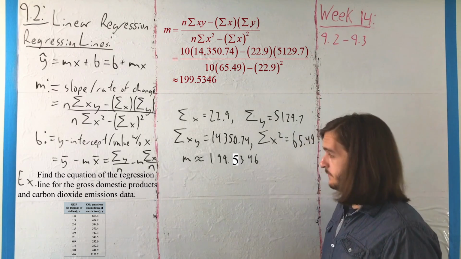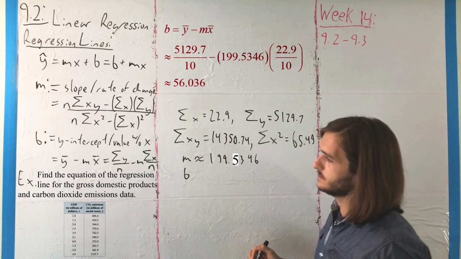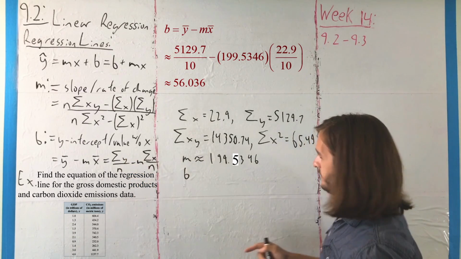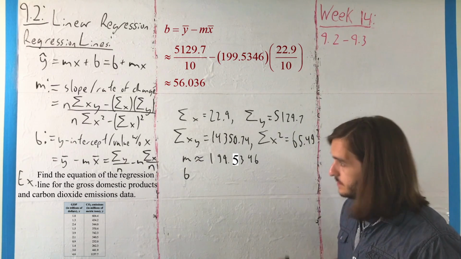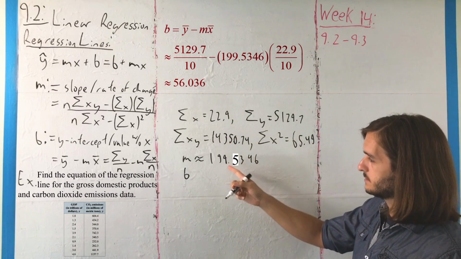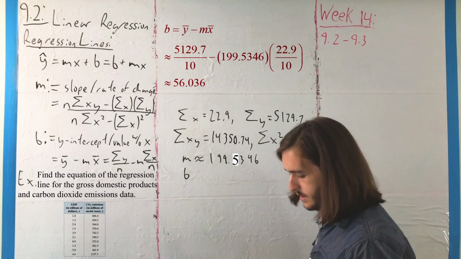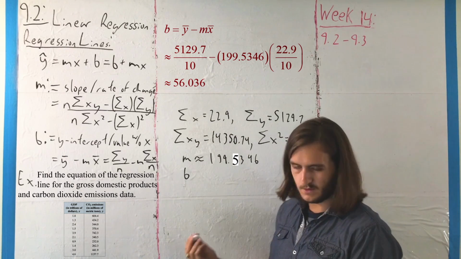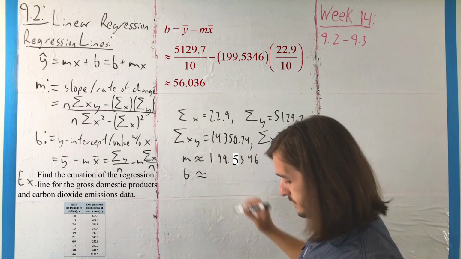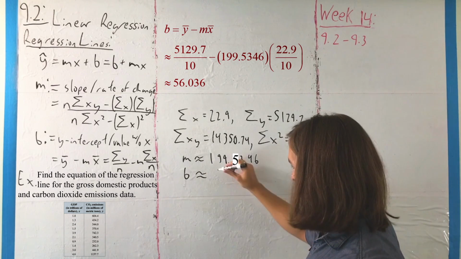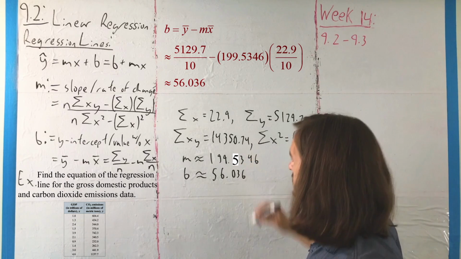Meanwhile, if we want to get the value for b, the intercept, we just need the sum over y divided by n. So this value, which is going to be divided by 10 in this case, minus the value m times this one, also over 10. I'm not going to write out the steps here, even though it's a little bit simpler than that last problem was. But you will get that b, in this case, is about 56.036.